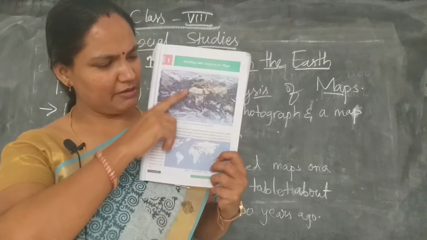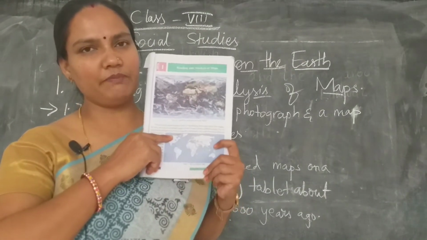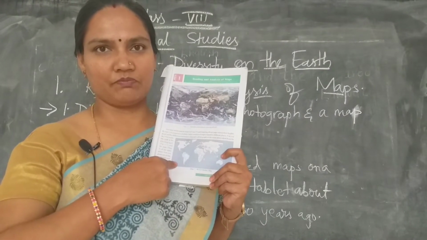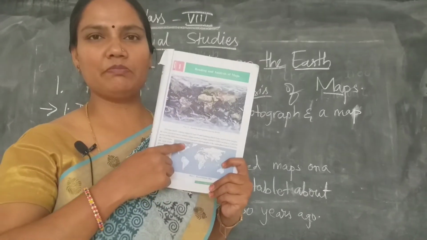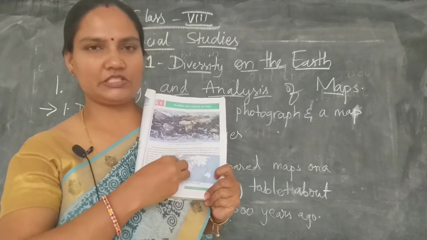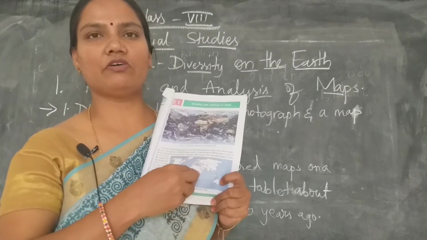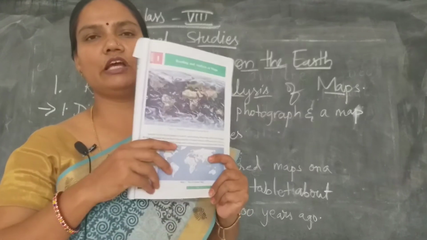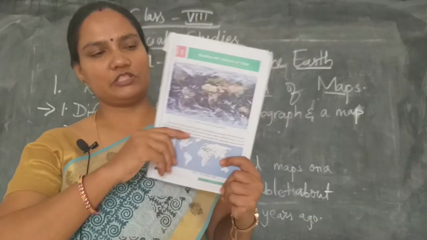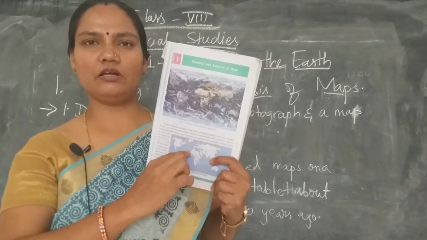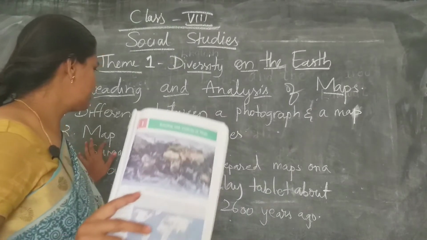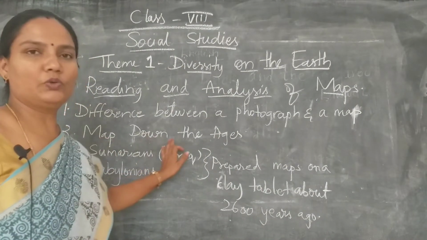But the same map, this is also the same world map, and it is drawn by someone. A cartographer has drawn this map, and here you can see the borders clearly, oceans clearly. Within this they have also drawn countries, which will help you to understand very clearly. Isn't it, children? So this is the difference between a photograph and a map. Is it clear? Yes.